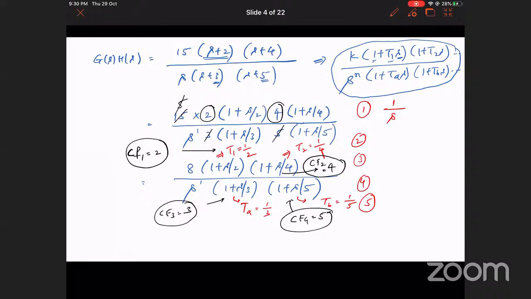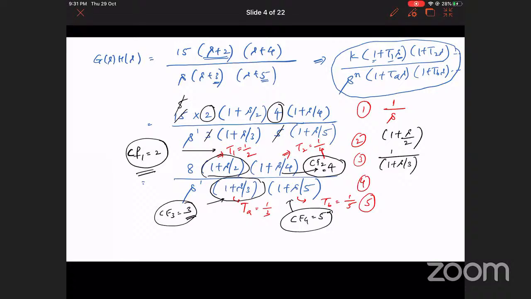Now try to arrange them in ascending sequence of corner frequencies. The minimum corner frequency is 2, guys. Then I'll write that respective term first. What is that? It is 1 plus S by 2. So in the second position, I'll write 1 plus S by 2. Next, the next corner frequency in ascending sequence is 3. Then I'll write that respective term. What is that term, guys? It is not just 1 plus S by 3. It is 1 upon 1 plus S by 3. Very important, guys. The position is very important because it is in the denominator. Then I'll write the third position as 1 divided by 1 plus S by 3.